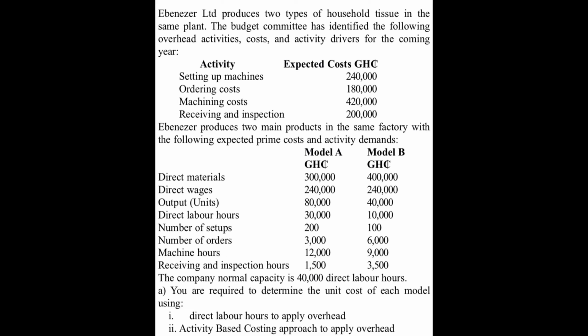Number of setups 200 and 100 respectively. Number of orders 3,000 and 6,000 respectively. Machine hours 12,000 and 9,000 respectively. Receiving and inspection hours 1,500 and 3,500. The company's normal capacity is 40,000 direct labor hours. We are required to determine the unit cost of each model using I, the direct labor hours to apply overhead, and II, the activity-based costing approach to apply overhead.